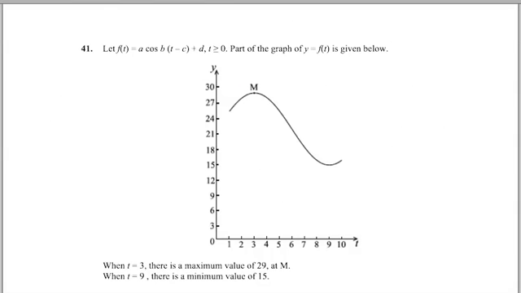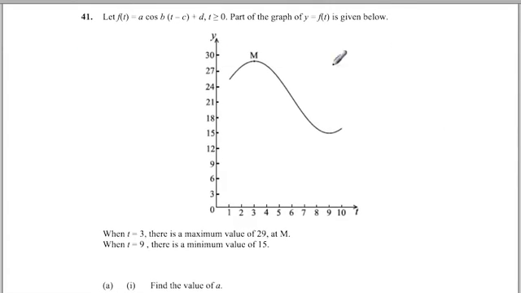Okay, so now we're actually at our last question. So let's figure this out. So here's some function a cos b. It's a cosine function. There's a phase shift and there's a central axis. They're telling us the point M, so at t equals 3, there's a max value of 29 at M.